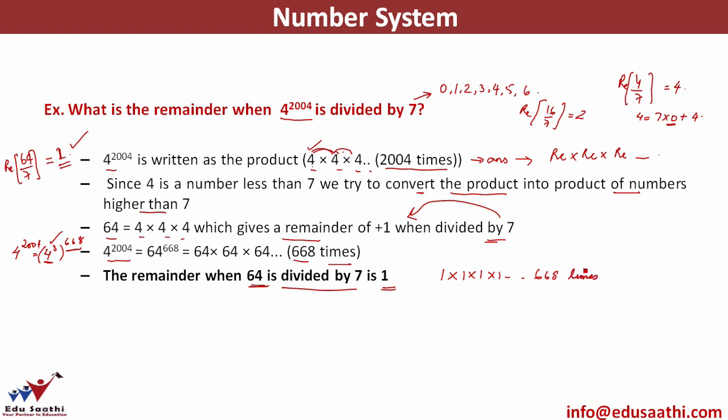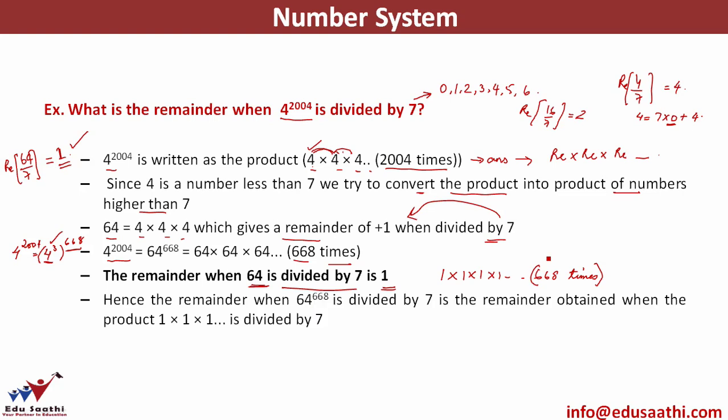668 times. 1 multiplied even infinite times, my answer would be 1. So the final thing would be the product, which will give me an answer of 1. So the process is, find out the power of the numerator which gives a remainder of plus 1 with the denominator. Group it into that power and that will give you your answer. It is as simple as that.